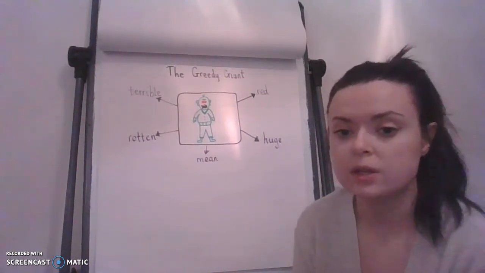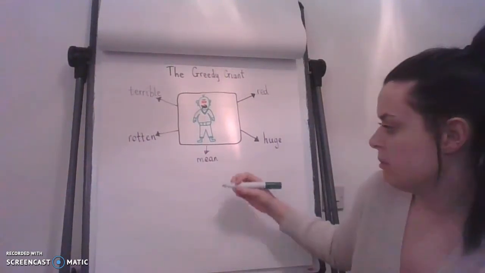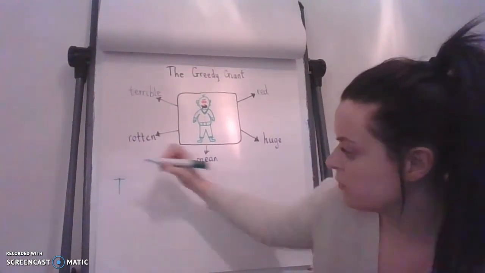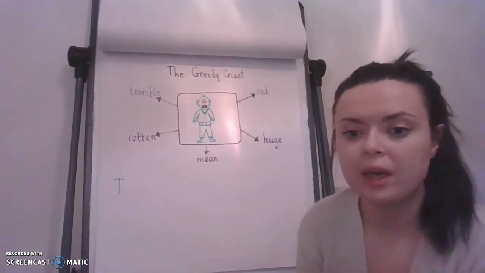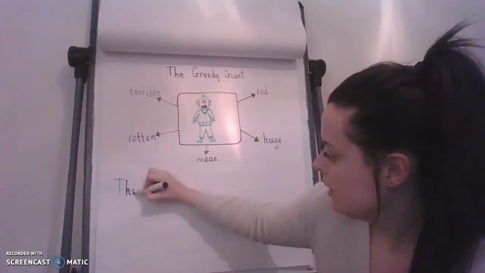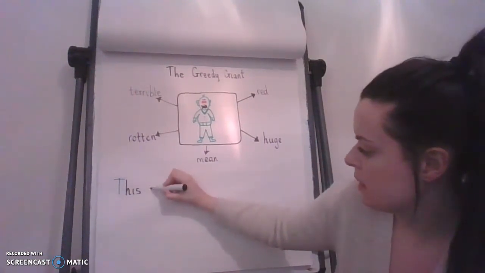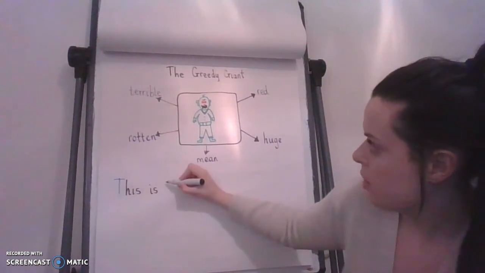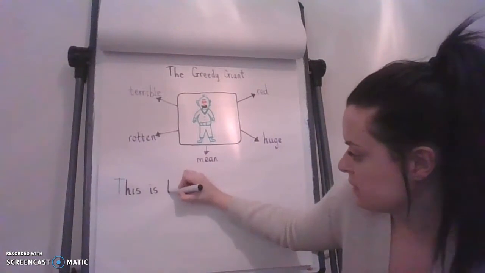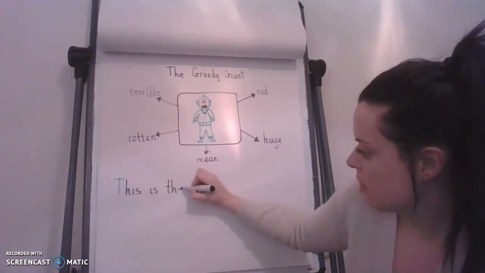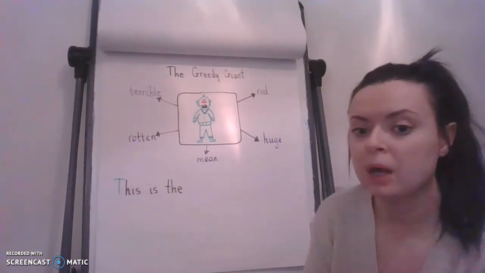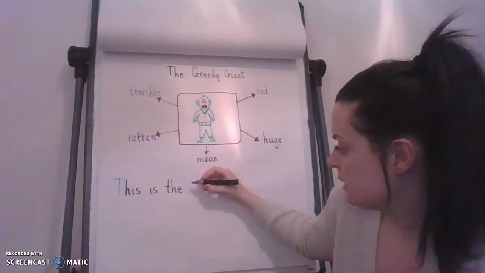So to start my sentence, I need a capital letter. So I've got my green pen. Hope you can see that. So this. So that's one of our tricky words. This. So this is the. Do I need a capital letter? I don't, it's not at the beginning of the sentence. So this is the mean. Okay, so that is an adjective. So I need to use my purple pen to show it is an adjective.